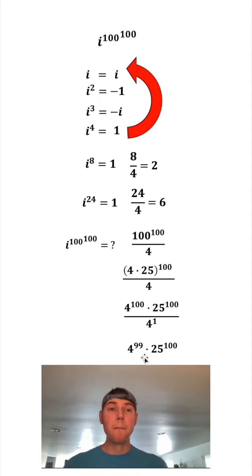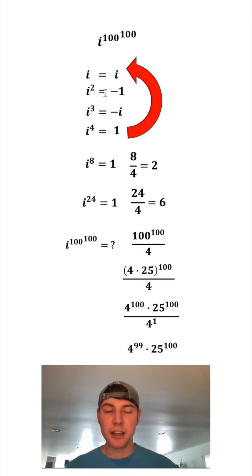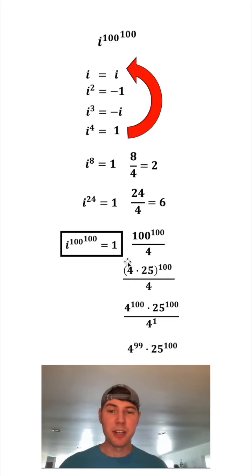So this is a humongous number, but it is a whole number. We know that we ended up going through this cycle a whole number of times. We don't actually care how many times, but we do know that it ended up on 1. So we can put a box around that and we are now done. i to the 100 to the 100 is equal to 1. How exciting.